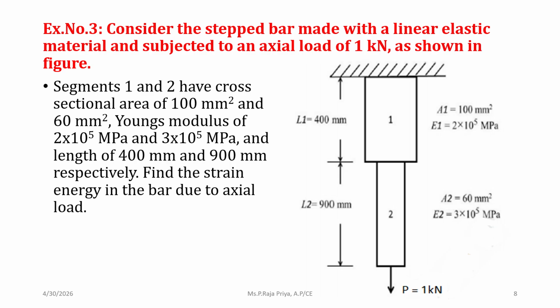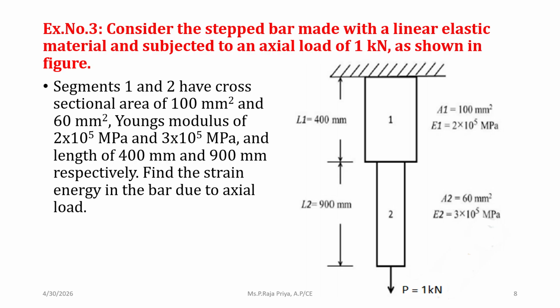Let's move on to the third problem. Here a stepped bar is given, which is made with an elastic material, and this bar is subjected to an axial load of 1 kilonewton as shown in this figure. So it is a stepped bar. This segment is taken as 1, this segment is taken as 2. This is the axial load applied in the bar, which is 1 kilonewton.